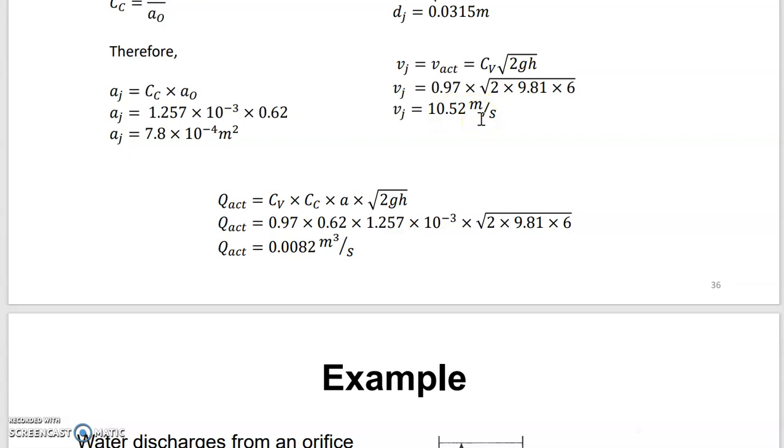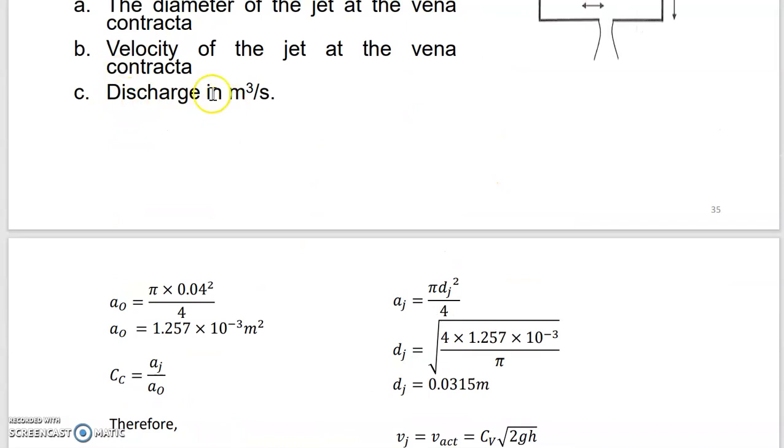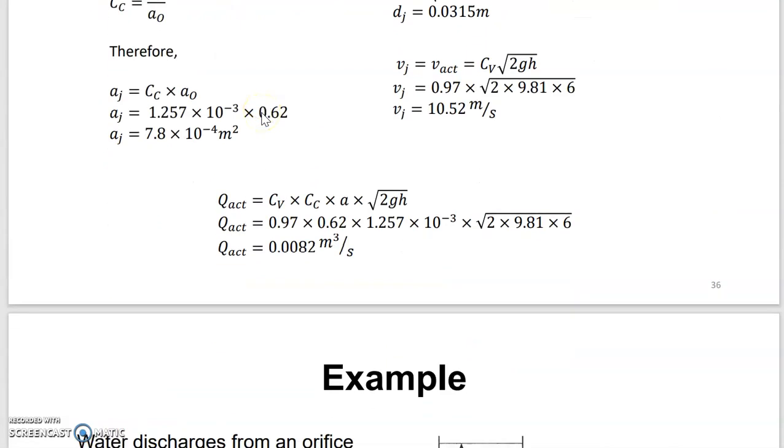Therefore, for the third question, to calculate the discharge in cubic meters per second, we use the formula Q equal to CV times CC times the area times the square root of 2GH. You just put all the coefficients inside this formula and you get 0.0082 cubic meters per second.